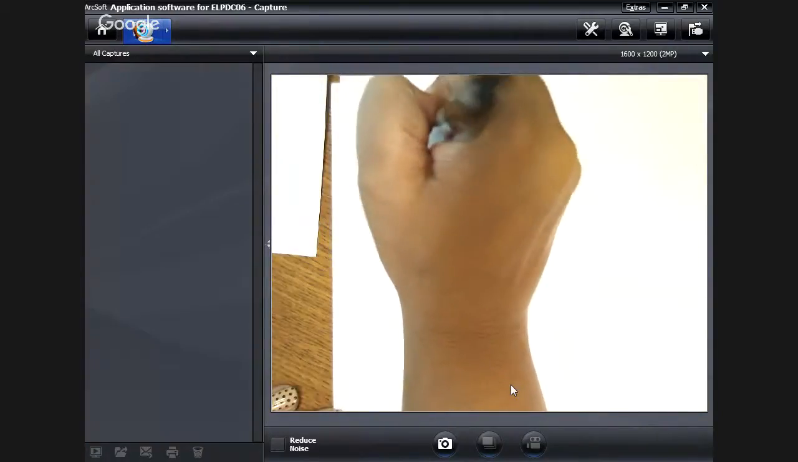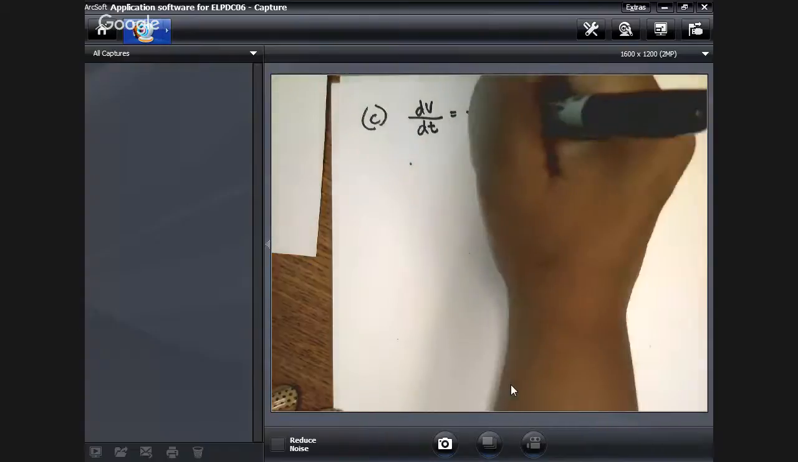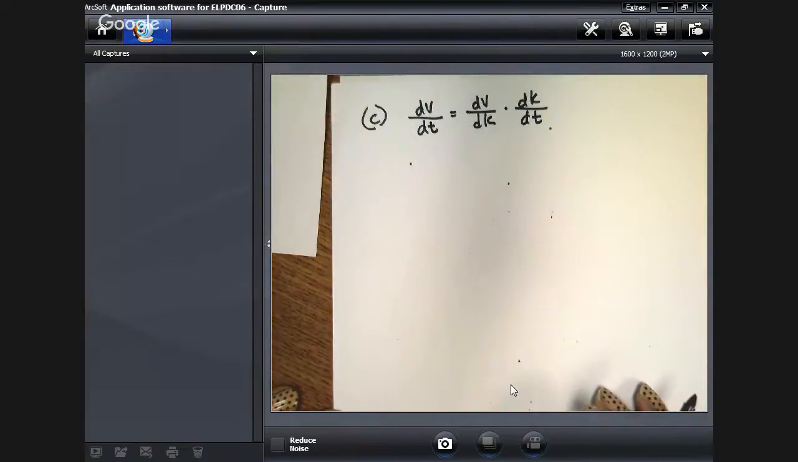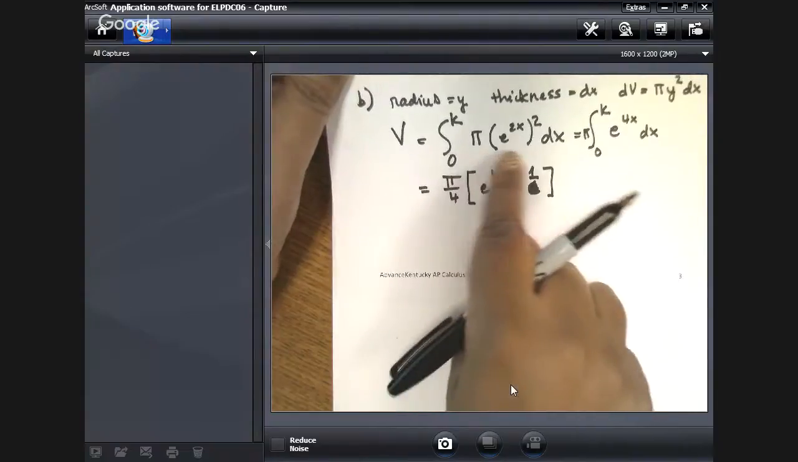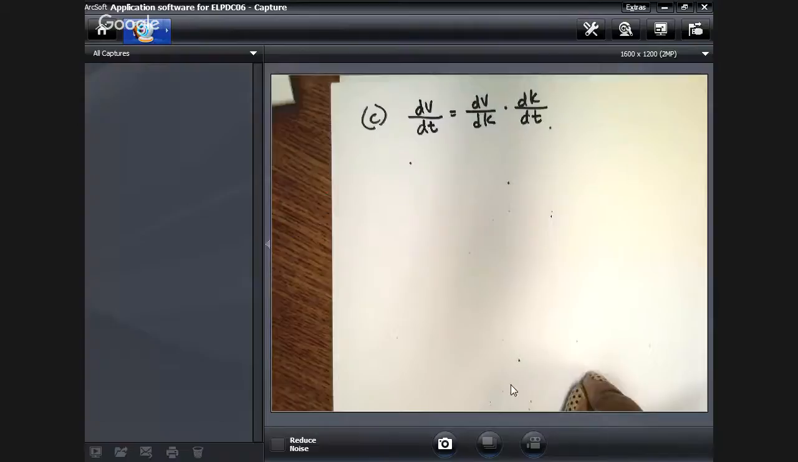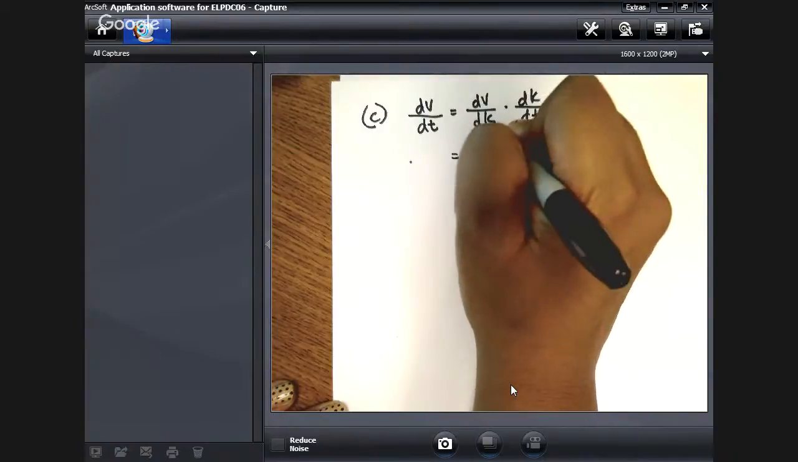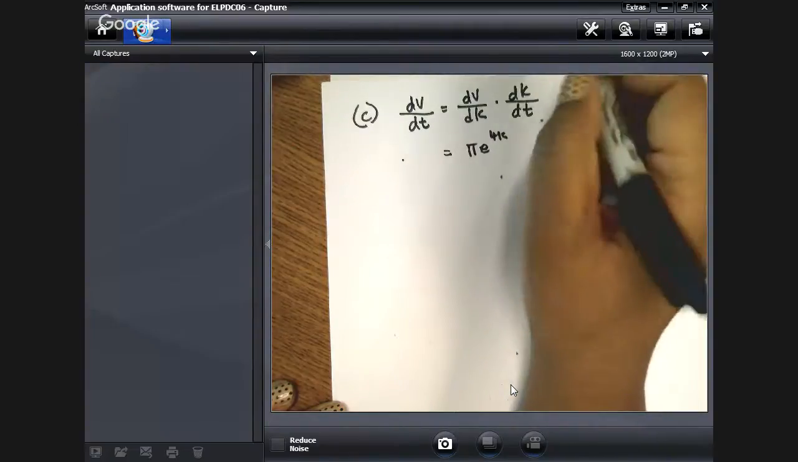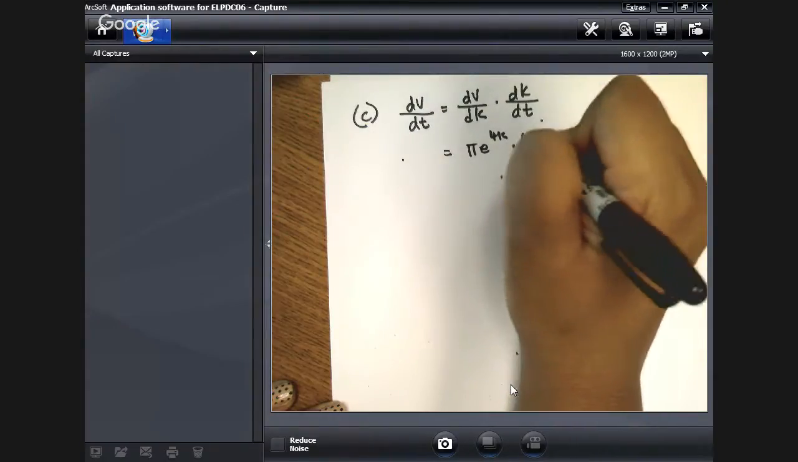dV/dt is going to be equal to dV/dk, since V changes as k changes, times dk/dt, which they gave me. Now we found V back here in part B, remember? So all I really need to do is take the derivative of that, and luckily the integrand is the derivative. So this is equal to pi times e to the 4k with respect to k, remember? Times dk/dt, which is equal to 3.